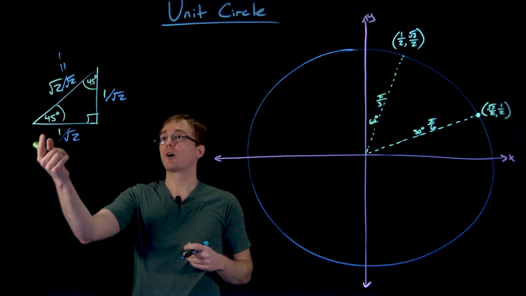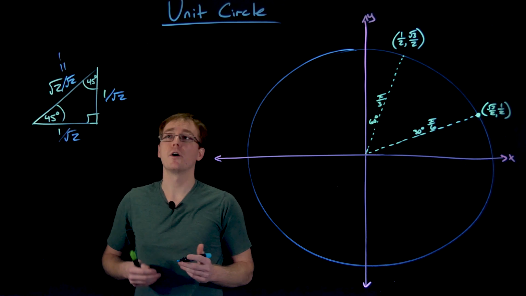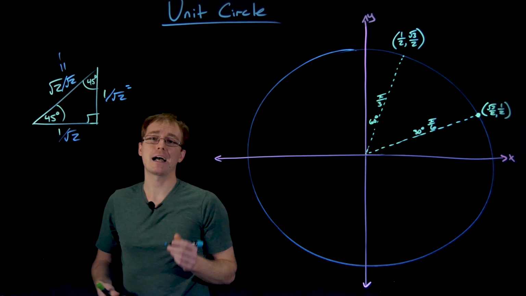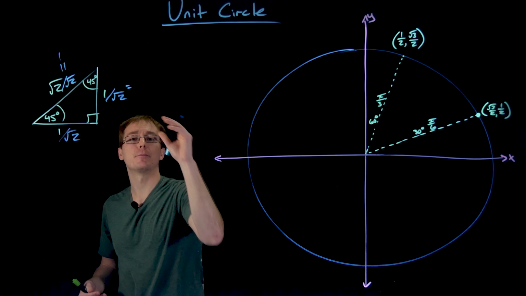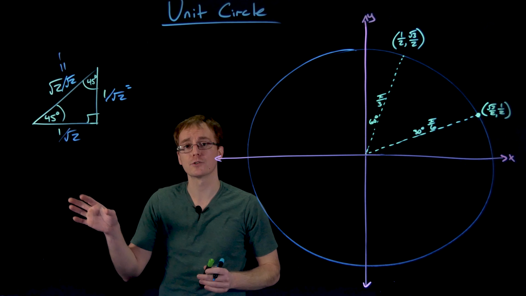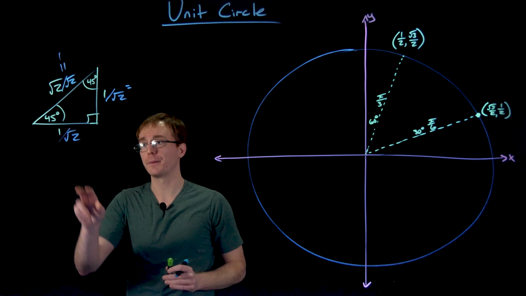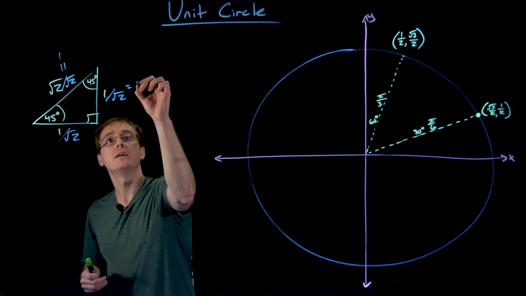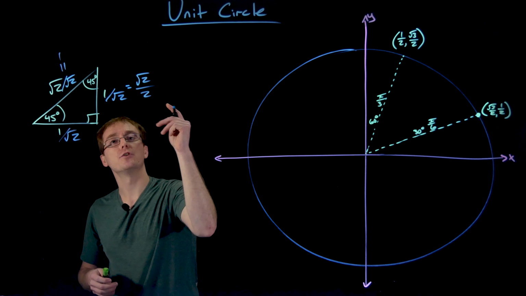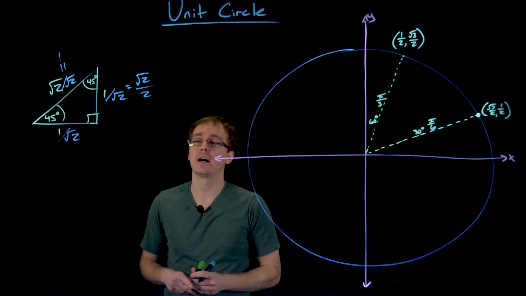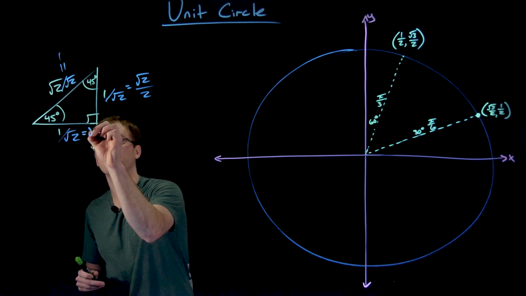All right, so now we know when our hypotenuse is 1, these side lengths are 1 over the square root of 2, but we want to rationalize these denominators. So remember, to rationalize a denominator with a single square root in the denominator, you just have to multiply the numerator and the denominator by that square root. So that'll give us the square root of 2 over the square root of 4, which simplifies to the square root of 2 over 2.